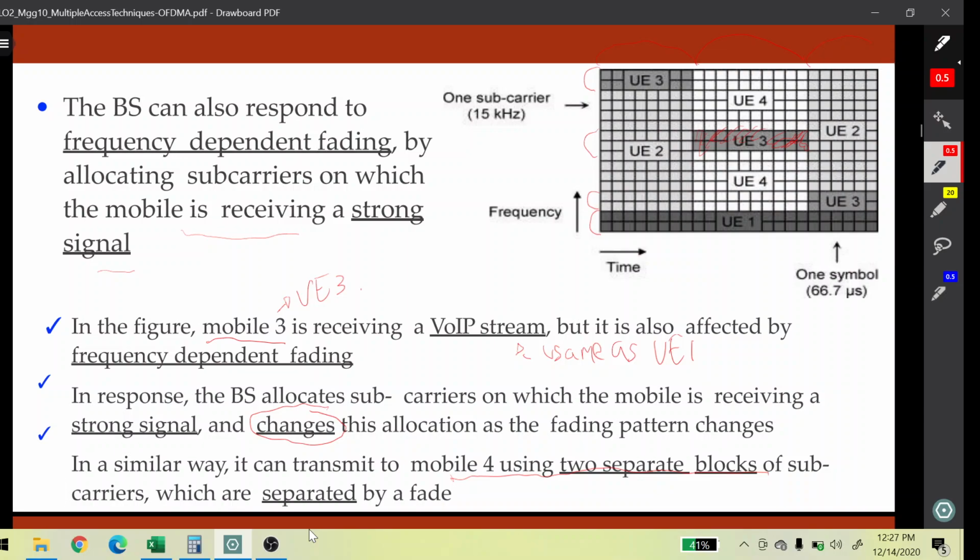wants to use this resource block, when he needs a resource block this large from this part into this part, then they could divide the UE4 into two separated resource blocks. So the UE4 is separated into two resource blocks, the same with the UE3. So this is the capability of OFDMA.